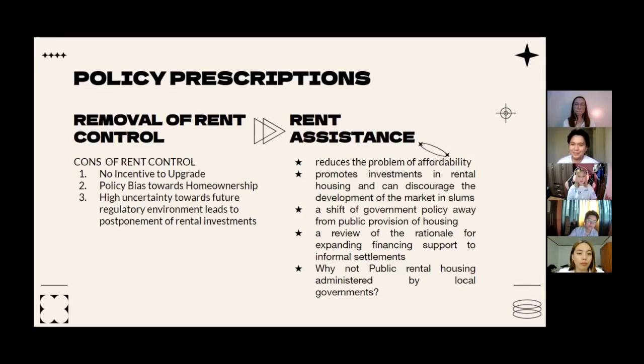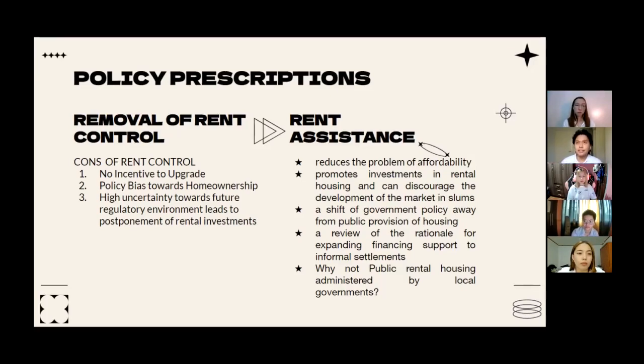Since we are advocating for the removal of rent control, what do we want? We want to implement rent assistance or housing assistance. We believe that the issue is the lack of affordable and decent rental housing in the market. So the Rent Control Act, we believe, is not the appropriate policy to address the problem of housing the poor and marginalized households, nor of encouraging investments, of course, in affordable rental housing. A better alternative could be the provision of rental assistance or housing allowance.